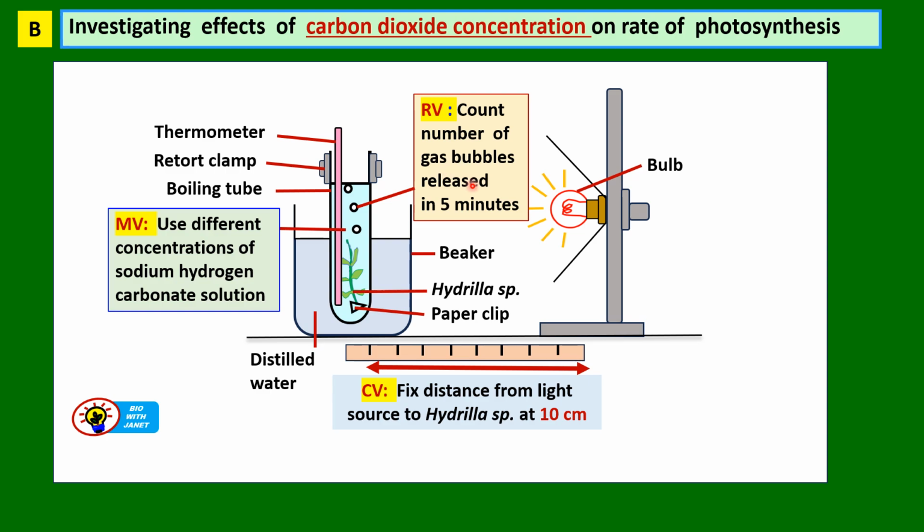Now, in the practical exam, they won't ask you to find out the number of gas bubbles released for so many values of the MV, maybe 3, all right, because there's lack of time, maybe 3 MVs, 3 manipulated variable values.